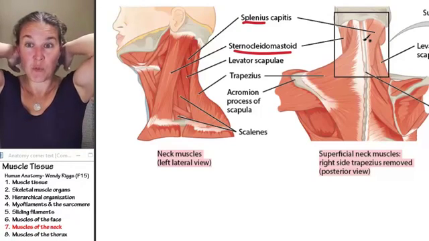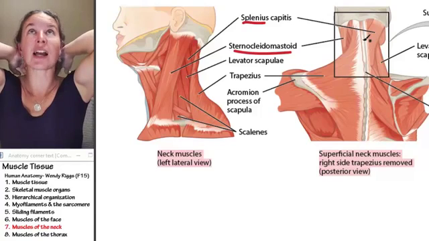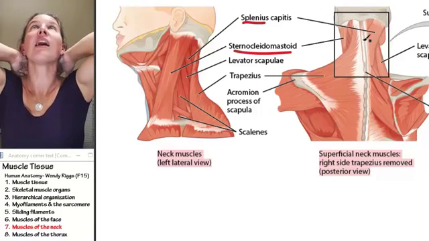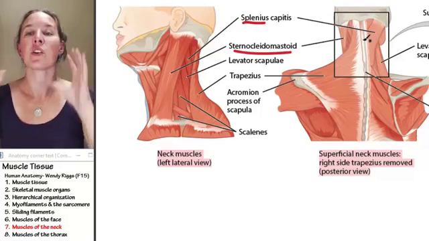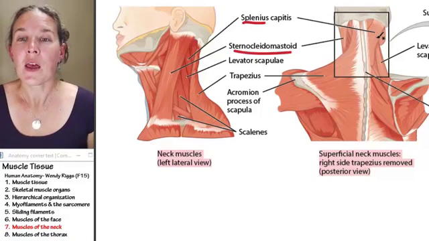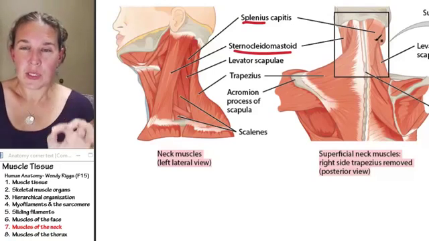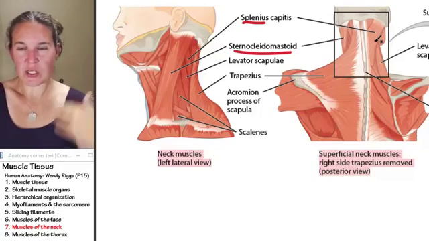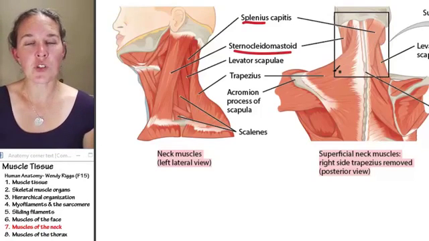For example, if both splenii contract at the same time, do you agree that you're going to end up moving your head looking upward? Splenius you can see from the posterior aspect of the neck.